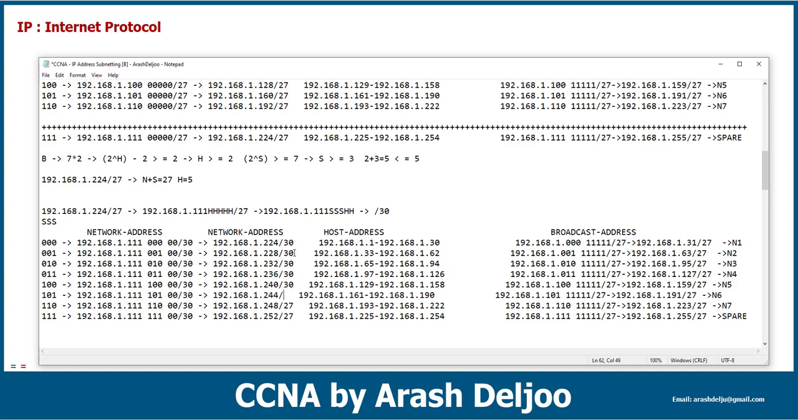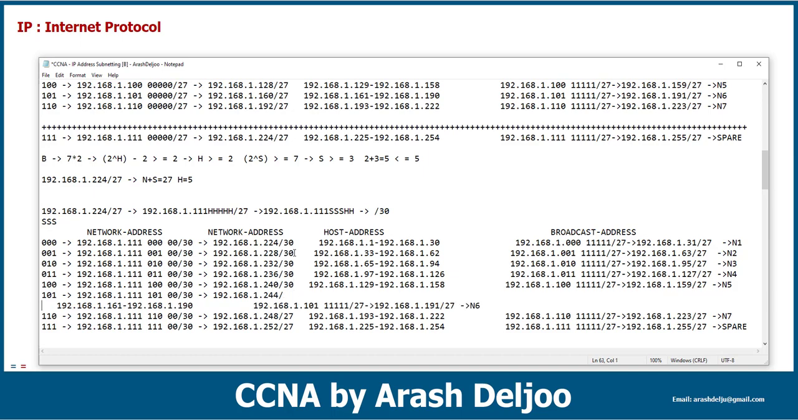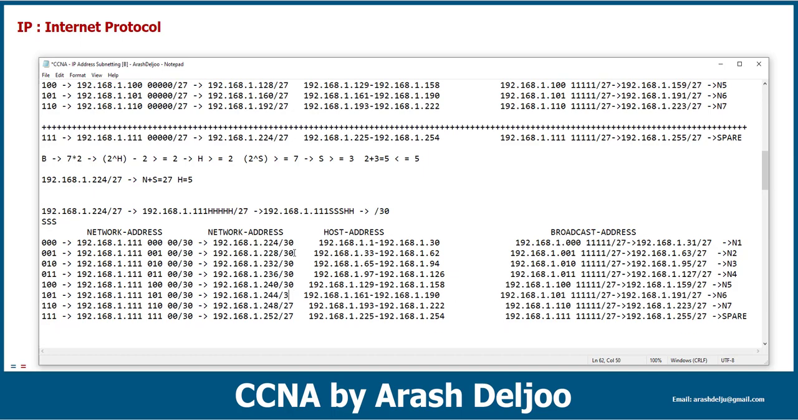In each /30 subnet mask, we have, for example, 2 usable hosts, and that's it. Let me find the broadcast address. For the broadcast address, you know that we need to use 1 instead of the host bits. This is the first broadcast address, 192.168.1. Here, you know that the first 3 bits are 1. Let me first change all of the first 3 bits to 1.